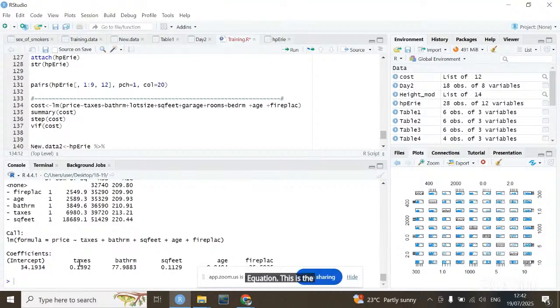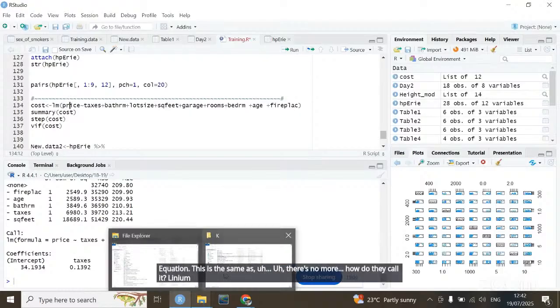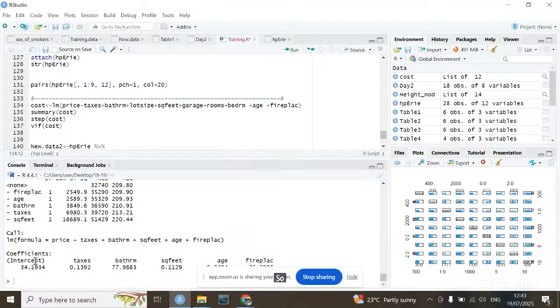This is the same as the normal linear model, y equals mx plus c. So if we say our y is the price, then this is our intercept, the c. So we say price is a function of tax, bathroom, square feet, age of the building, and fireplace with this intercept. So when we do the regression model, this is what we get.